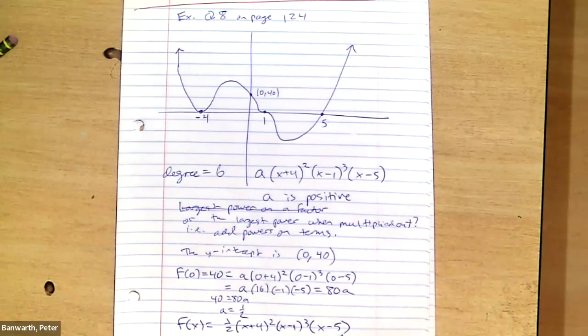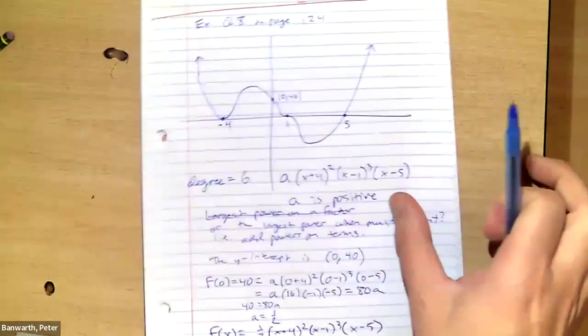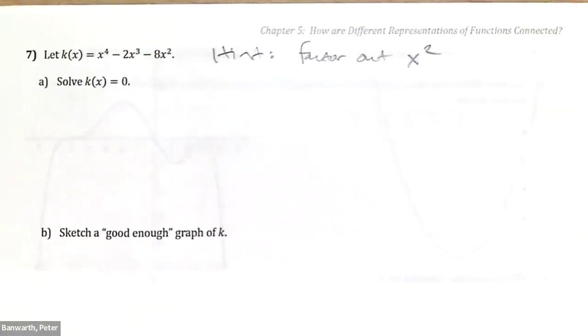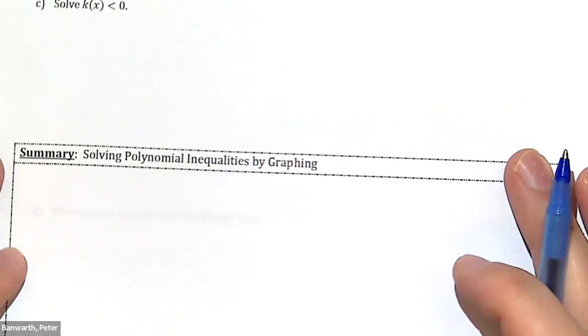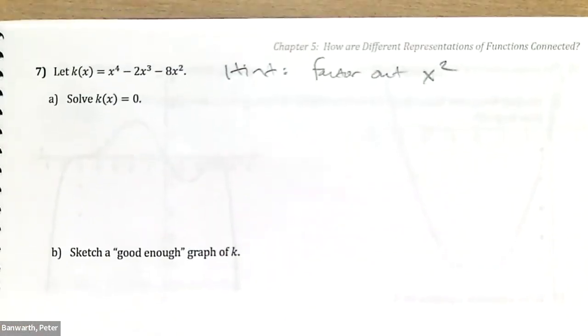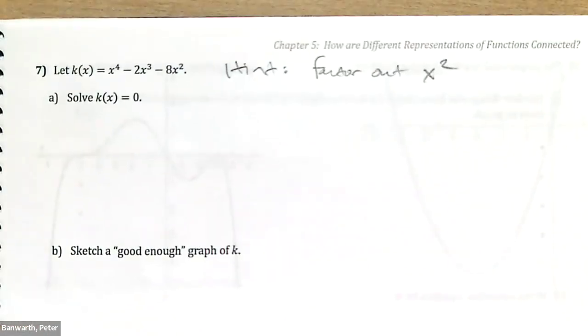Thank you. I want to talk about a very common mistake that happens specifically with multiplicity 2. Well, let's use this as an example. So this is question 7 on page 123. And we're going to try to solve k of x equals 0.